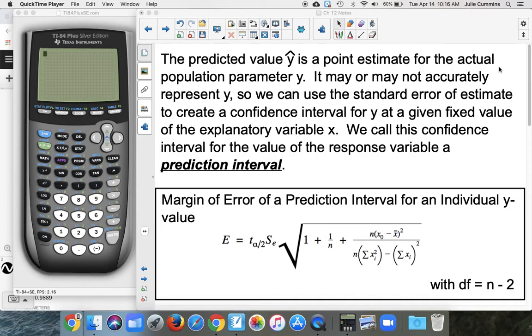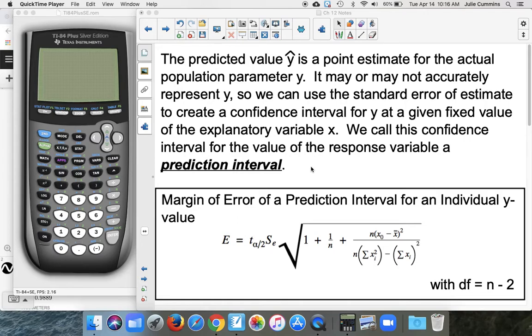So our y hat is a predicted value for some actual population parameter. And as we've seen from our scatter plots, it may or may not be accurate. So what we can do is create a confidence interval for it, and we call that a prediction interval.